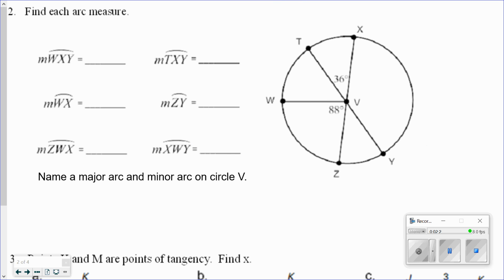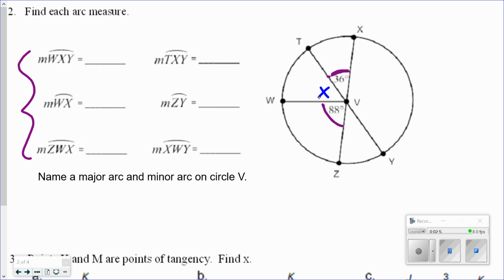Next, we're going to find each arc measure. If we look at our picture here, we notice that this measure here is 36, and this measure here is 88. Now, before I focus on these questions over here, I'm going to keep looking at my circle, and I want to fill in these blank measures. So let's start by solving for this measure here.